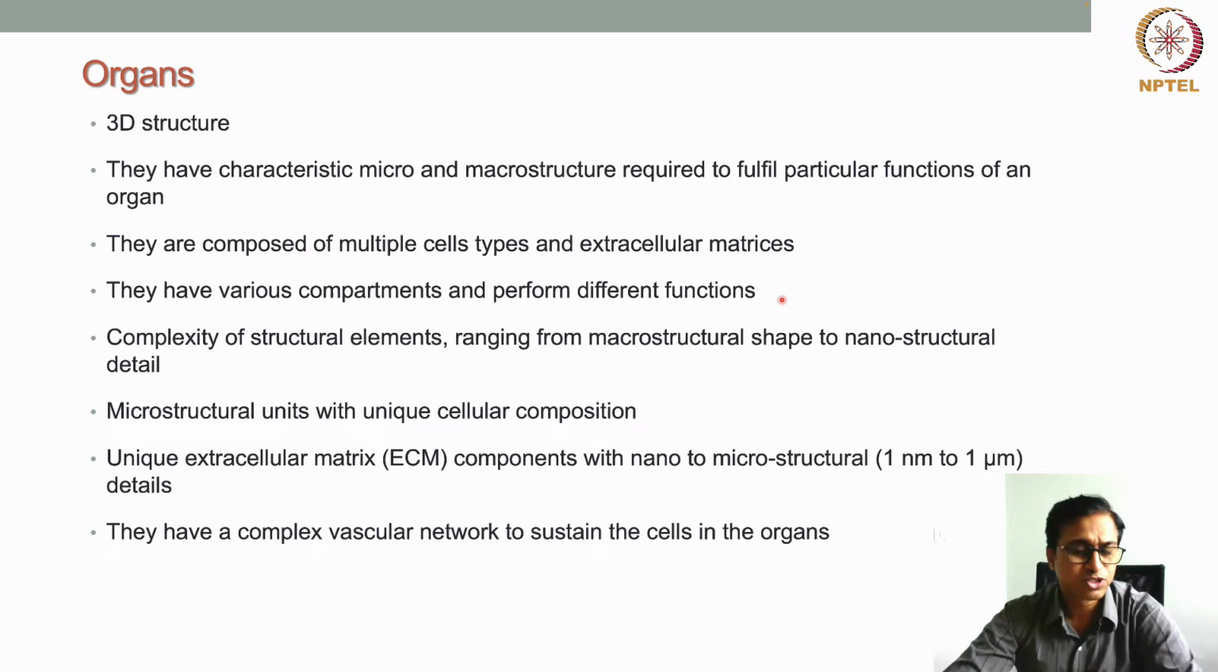So this way, different organs have different compartments. Suppose the kidney has different compartments, like the glomerulus, Henle's loop, the collecting tubule, the ascending tube and the descending one. So different components are present, and they all function differently. We need to understand the various compartments of a particular tissue and the different cell types present in each compartment, because that is very specific to the function of that tissue. So that is very important for understanding, right?